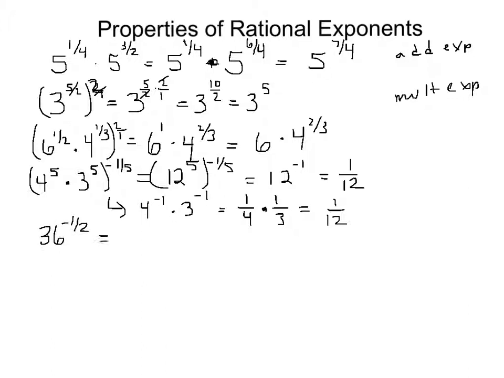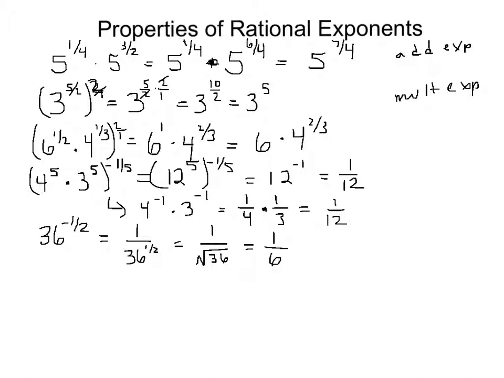We know that we can rewrite this as 1 over 36 to the 1/2 power. We also know that we can rewrite the 1/2 power as 1 over the square root of 36, because my exponent is a 1, my index would be a 2, which is a square root. We know that the square root of 36 is 6, so we're going to write it as 1/6. You have to simplify there if possible.